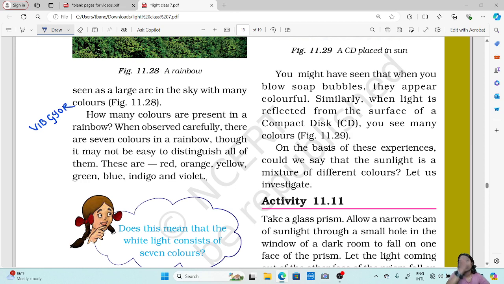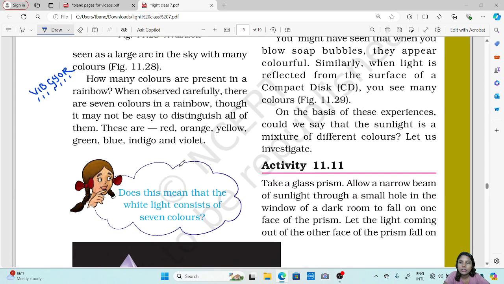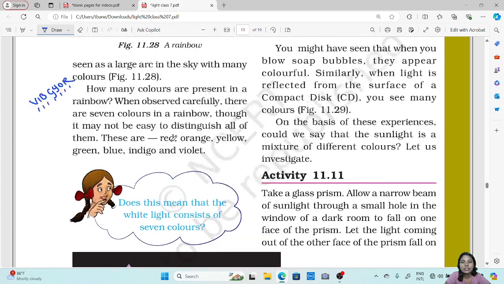Okay, VIBGYOR. So we have violet, indigo, blue, green, yellow, orange and red. These are the 7 colors that are present. When observed carefully, there are 7 colors in a rainbow, though it may not be easy to distinguish all of them. When we see a rainbow, we don't see all the 7 colors, only very few, because it is very difficult to distinguish them. These are red, orange, yellow, green, blue, indigo and violet.